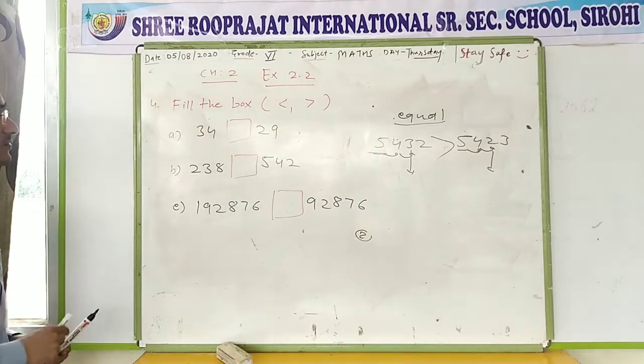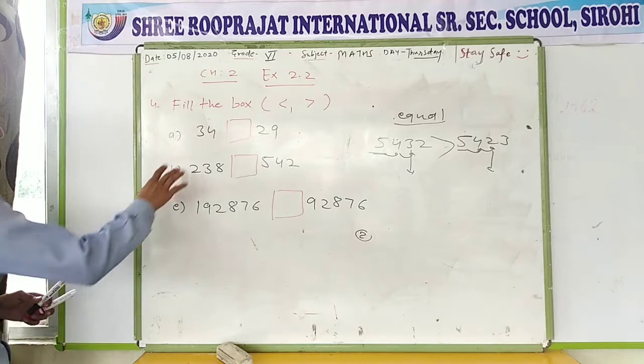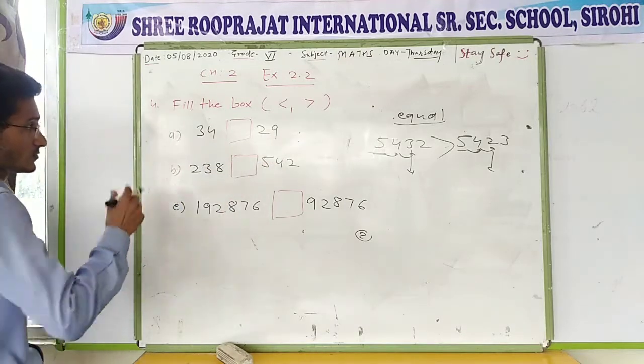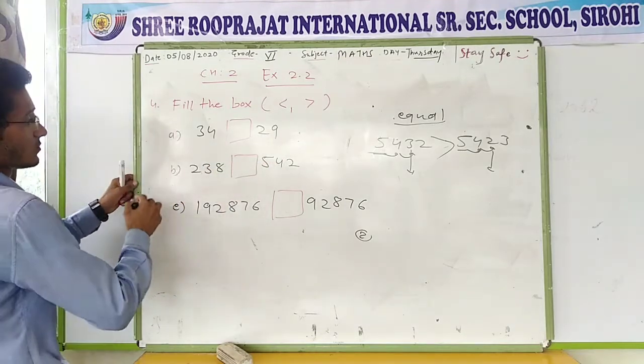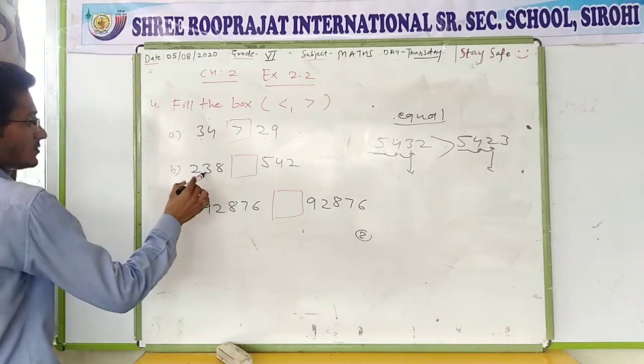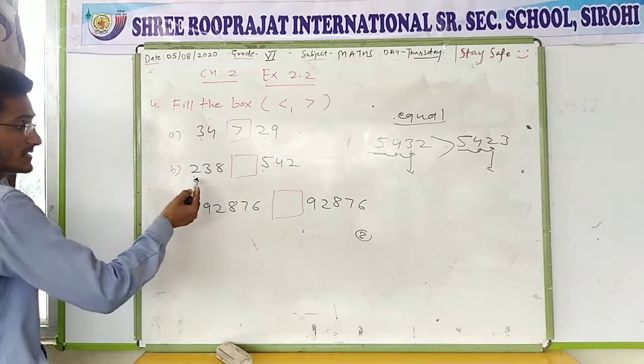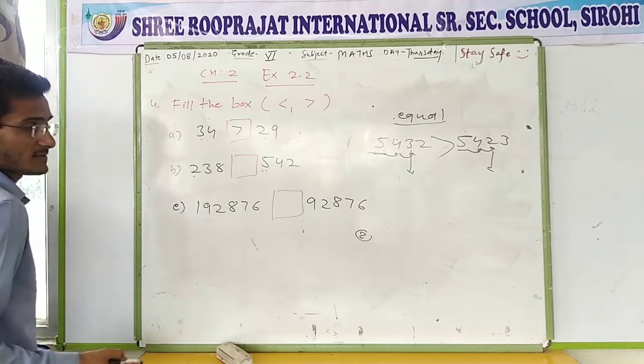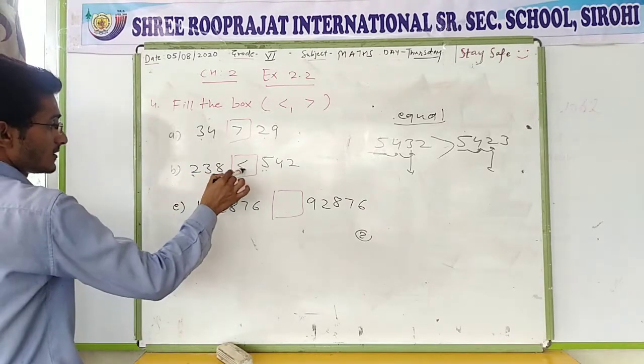Okay. So now you have to fill the boxes. You can see 2 digits and 2 digits. Both have 2 digits. So which one is greater? 3 and 2, automatically this will be greater. 238 and 542: 3 digits and 3 digits, but the first digit from the left side is 5 and 2. So this will be greater.